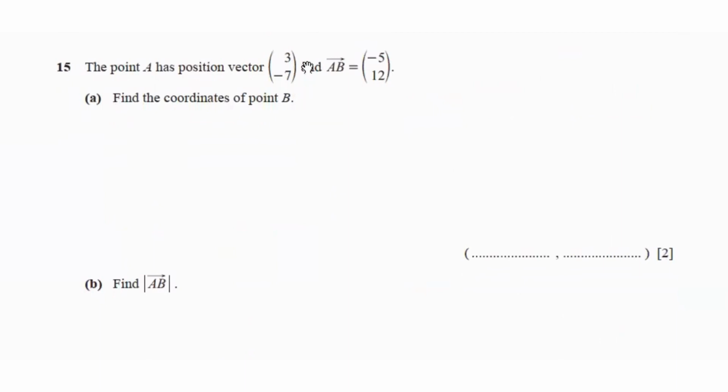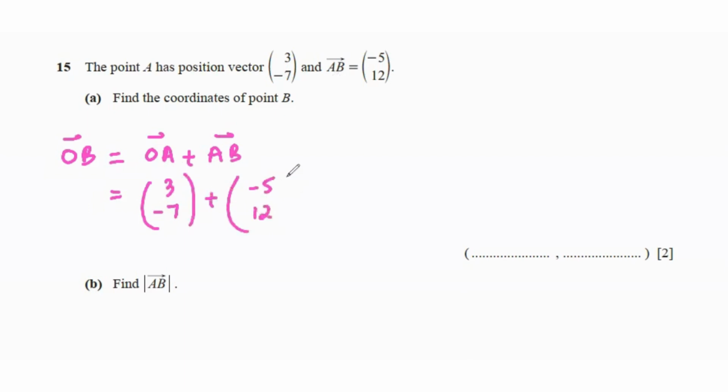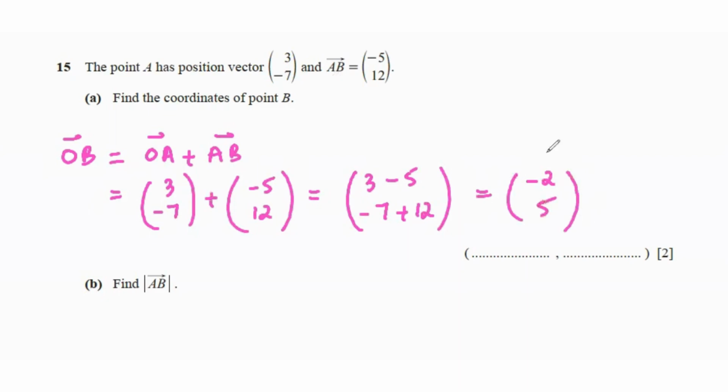The point A has position vector 3, -7, and the vector AB is -5, 12. Find the coordinates of B. OB will be OA plus AB. OA is given as 3, -7, and AB is -5 and 12. So 3 minus 5 and -7 plus 12 is going to be -2 and 5. That is your position vector for point B. So the coordinates will be -2 and 5.